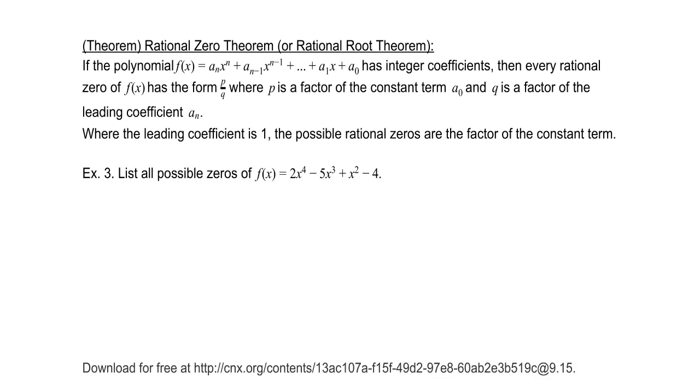So let's make note that p is the constant term, which in this case is minus 4, and q is our leading coefficient, which is 2. All of our rational solutions are going to be a factor of one of these. The factors of negative 4 are plus or minus 1, plus or minus 2, plus or minus 4. The factors of 2 are plus or minus 1, plus or minus 2. Which means we're going to take some combinations of these, our possible solutions.